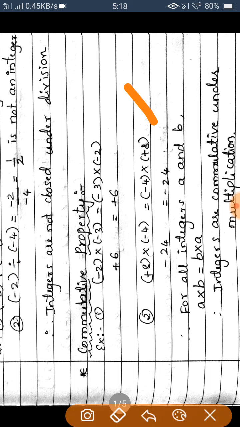So you can take the examples. 8 into -4 gives -4 into 8. 8 4s are 24, minus only; 4 8s are also 24, same. So by conclusion, what we can say, for all integers A and B, A into B should be equal to B into A. So by this, integers are commutative under multiplication.